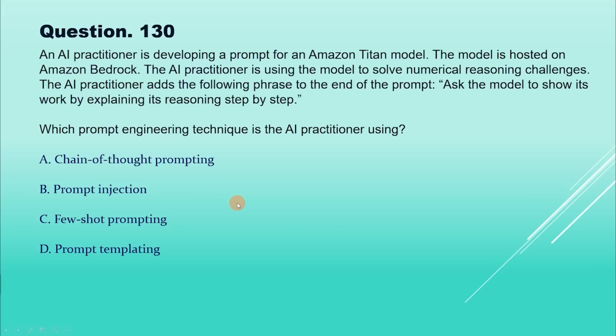And the correct answer here will be option A, chain of thought prompting, because it improves the reasoning ability of large language models by prompting them to generate a series of intermediate steps that lead to the final answer of a multi-step problem. So option A is correct here.